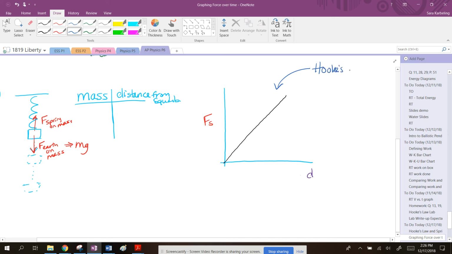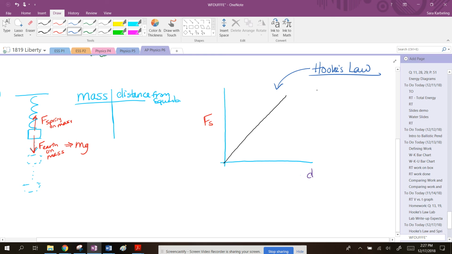Whoops, there's an E in there. Hooke's law. Okay? So let's talk about what Hooke's law is. It's very straightforward, my friends. Hooke's law says that the force that a spring applies on a mass or on whatever is going to be directly related to the amount that you've stretched it. Does that make sense? The more you stretch a spring, the more it's going to pull. I know, it's wild, right? It's wild, but it's true.